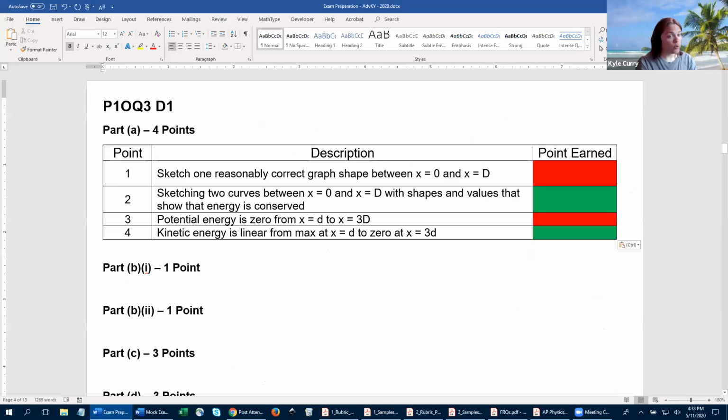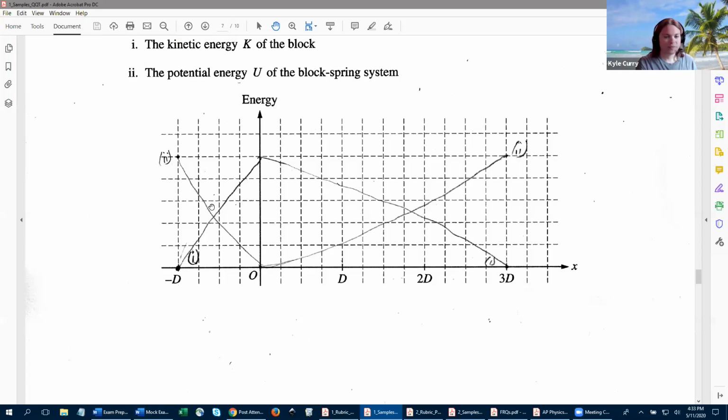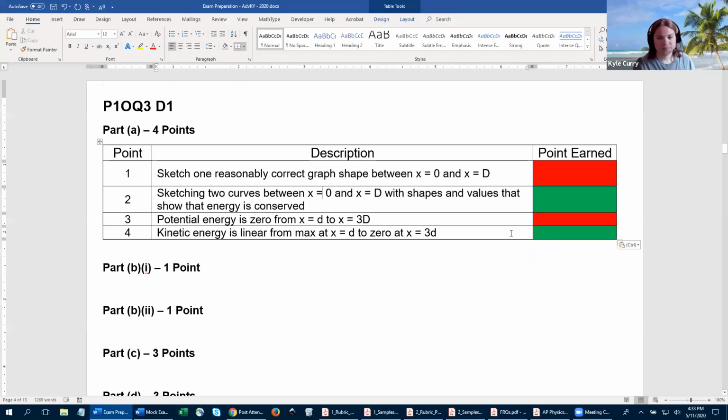But the second point was awarded, for sketching the two curves between x equals 0 and x equals d, actually this should be negative d to x equals 0, with shapes and values that show that energy is conserved. So even though this student gave these linear curves, mechanical energy is conserved, so that person does get that point.